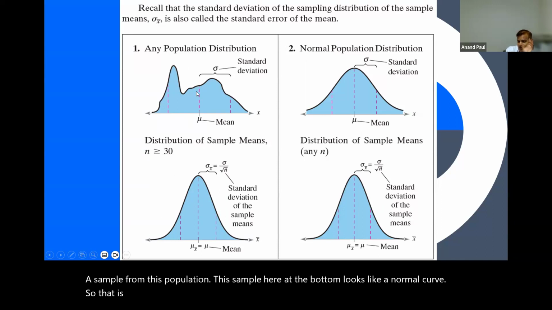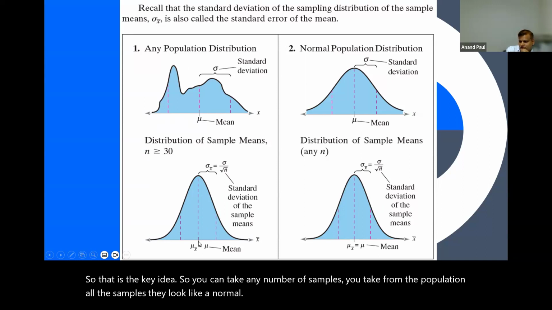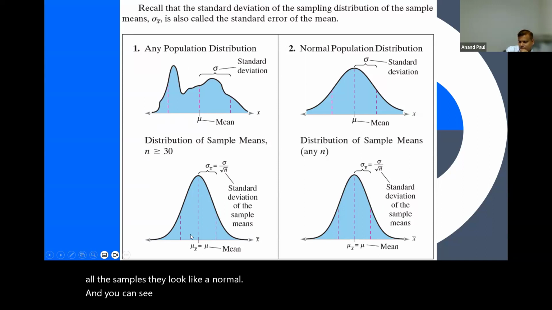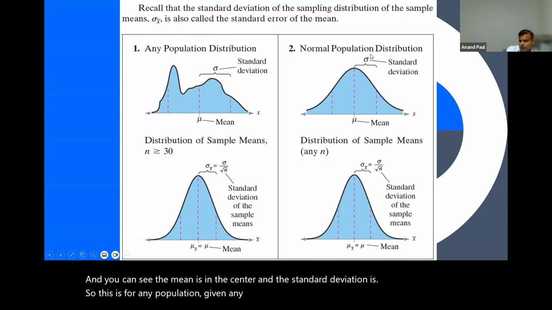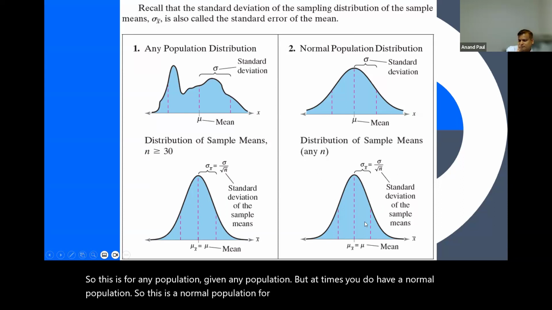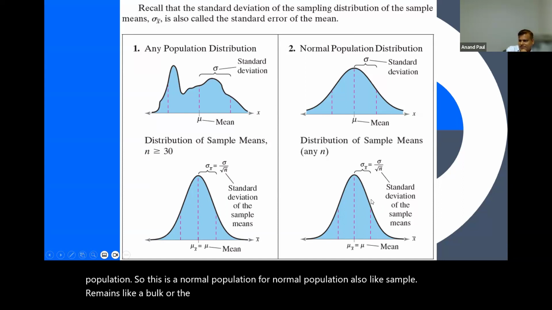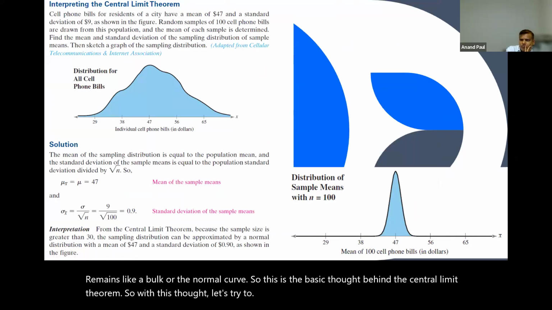So you can take any number of samples from the population. All the samples look like a normal bell curve. And you can see the mean is in the center and the standard deviation is over here. So this is for any population, but at times you do have a normal population. So this is a normal population. For a normal population also, the sample remains like a bell curve or the normal curve. So this is the basic thought behind the central limit theorem. So with this thought, let's try to look into this problem here.